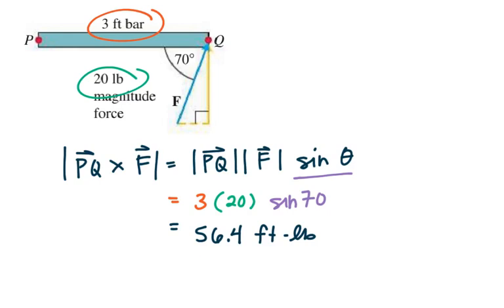So I hope that helps you see the relationship between vectors and the cross product and torque. We have one more video we're going to do in this series, and it's called a triple scalar, or also a box product, meaning the same thing.